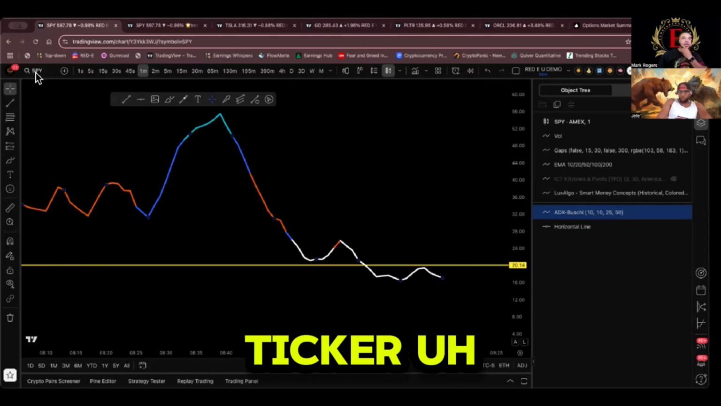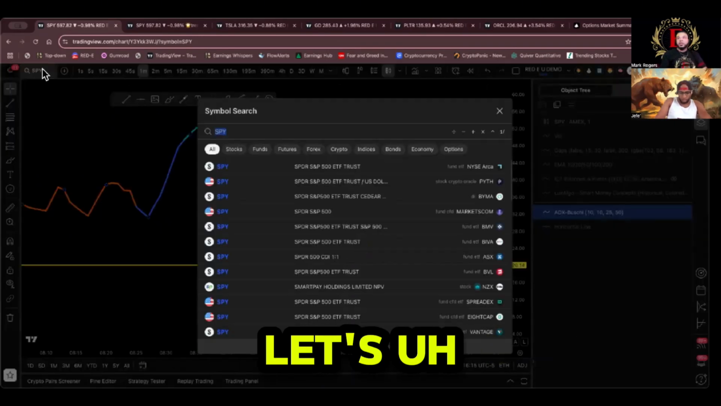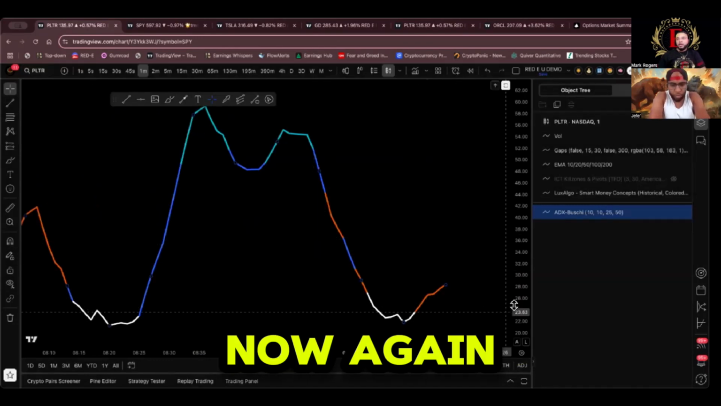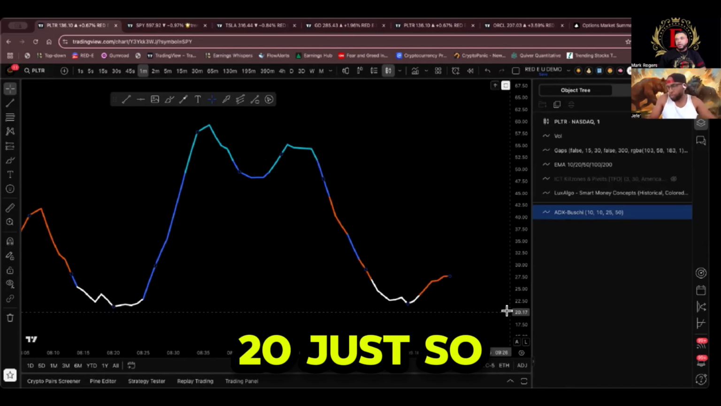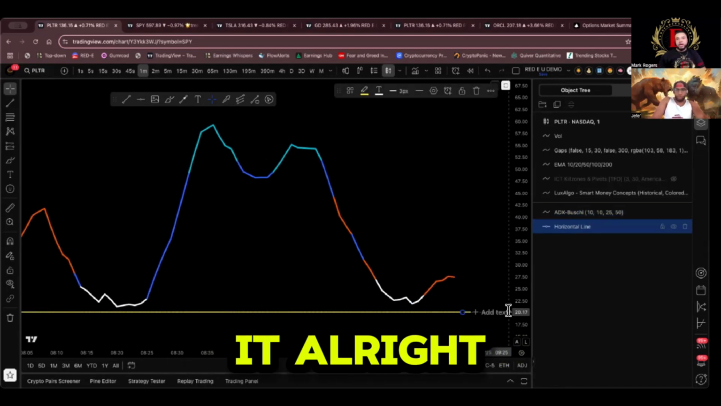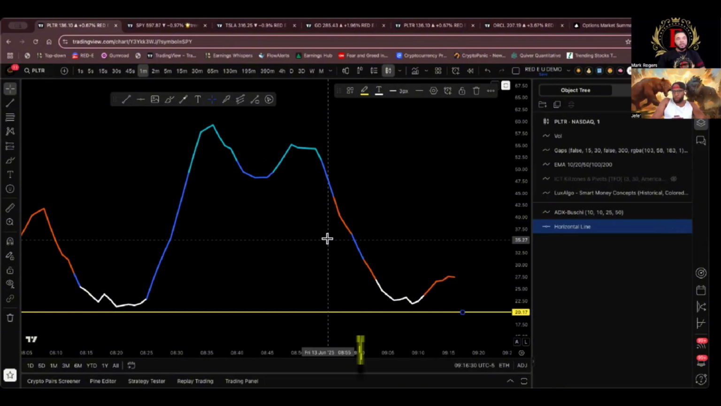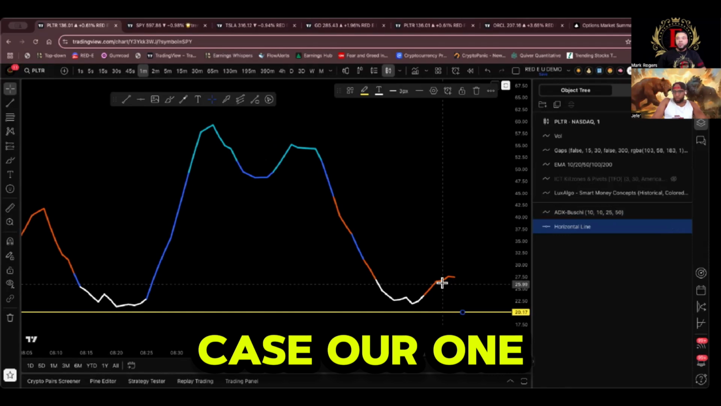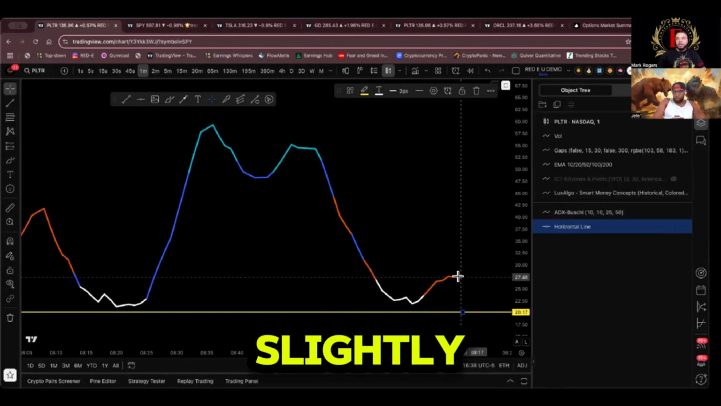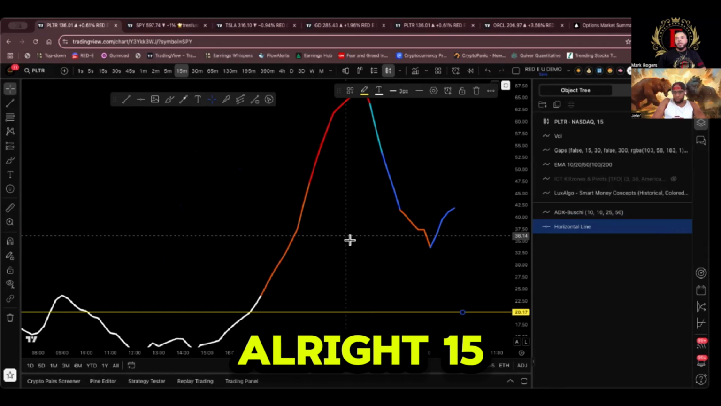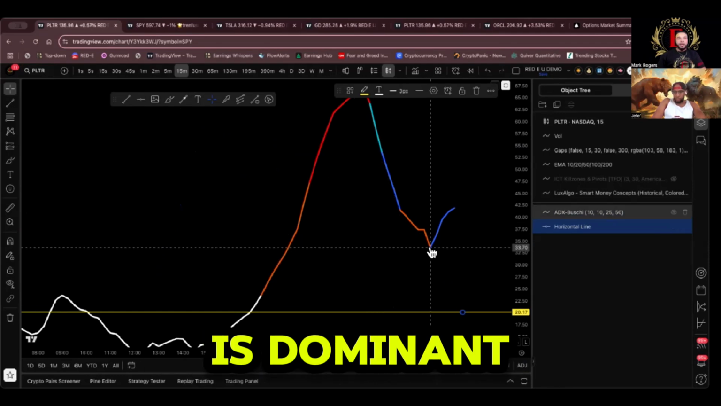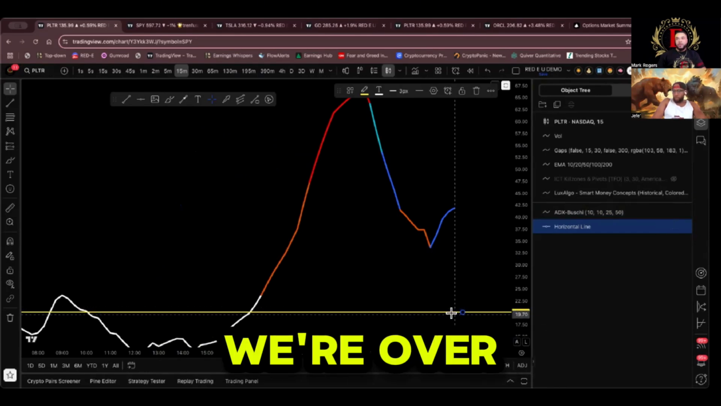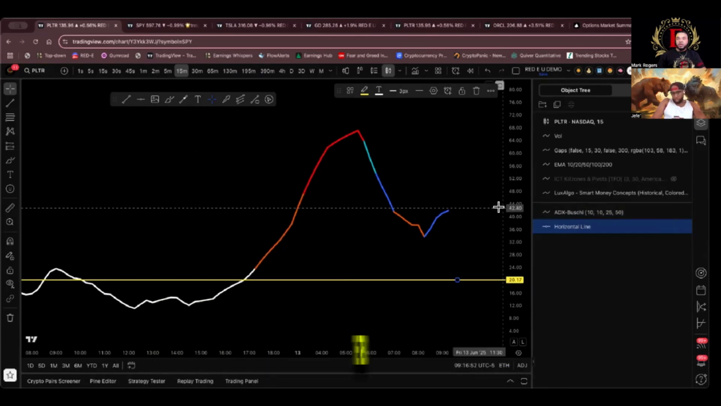Let's look at another ticker. Let's just pull up, I don't know, let's look at Palantir. Now again, always draw that line at 20 just so you can see it. All right. So 20 is telling us that anytime there's something above 20, we have a trend. So in this case, our 1 minute on Palantir is slightly bearish. 15-minute here is dominant bullish. Dominant bullish. We have a clear trend. We're over 20. The higher the number, the stronger the trend.